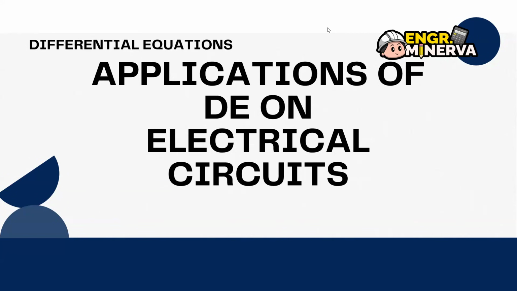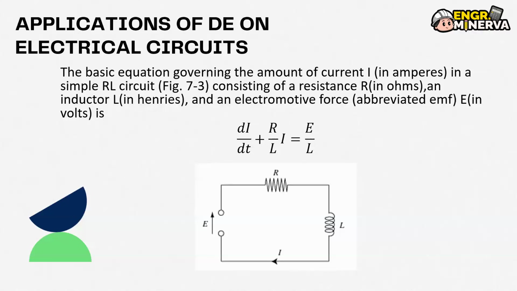So today we will be discussing applications of DE on electrical circuits. The application of DE in electrical circuits is mostly specific to inductance and capacitance only. So let's start with your RL circuit. When you say RL circuit, it is a circuit that consists of a resistor, which is this one, and your inductor, which is this one.